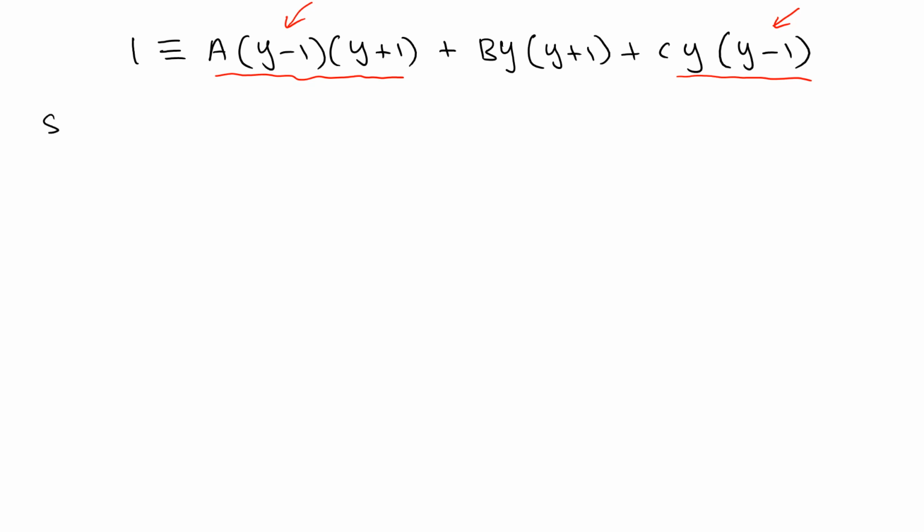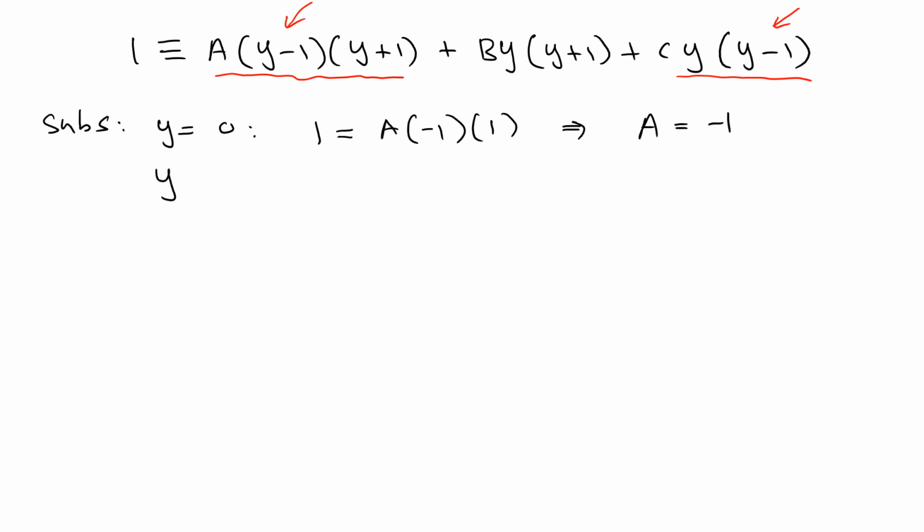We can substitute first y equals 0. If you plug in y equals 0, you're going to get A. If you want to find A, you make the other two terms 0. So if you plug in y equals 0, you get 1 equals, the last two terms are 0, so you get A times negative 1 times positive 1, so A is simply going to be negative 1. Very straightforward.